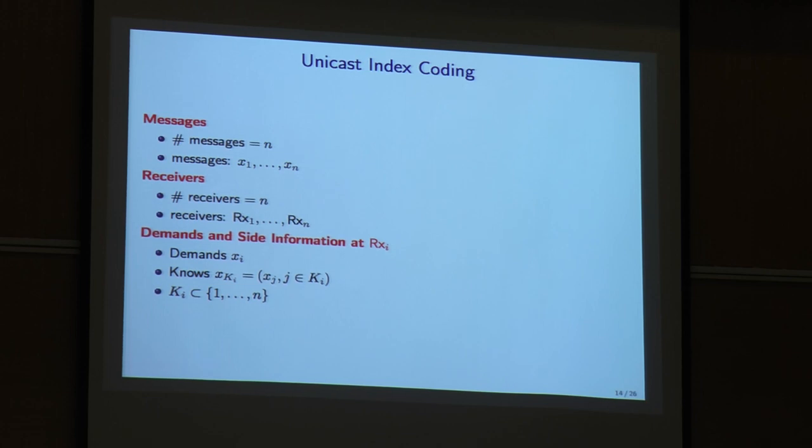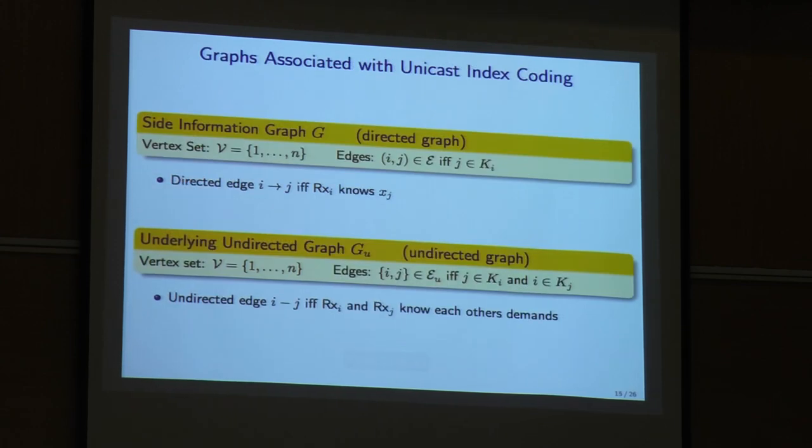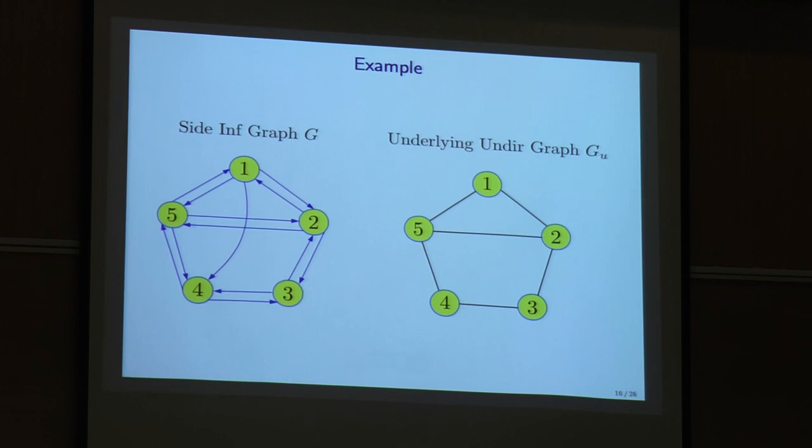So here unicast means that each message is required at exactly one receiver. But in general, every receiver can demand more than one. In general, one message could be demanded by maybe two or three receivers as well. Okay. But instead of doing this definition, maybe I'll show you an example and then it will be clear.